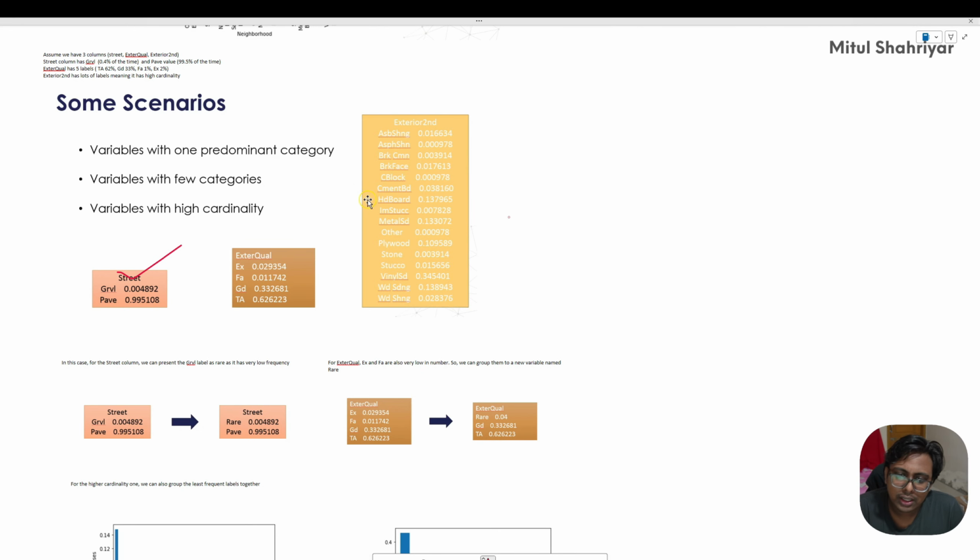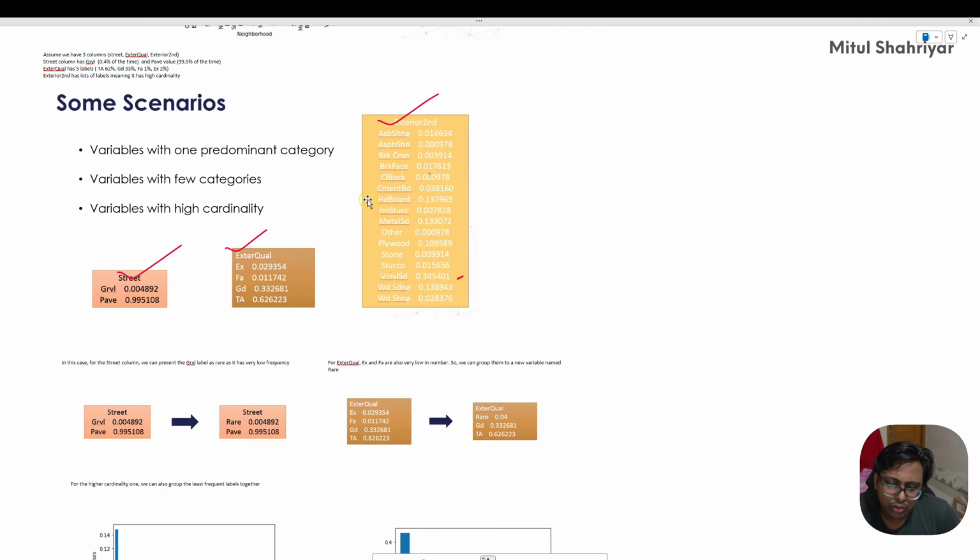Now, if you talk about another column, this column has four values. You can see 62.36% of the time it has the value TA, 33.2% of the time GD, and much less X and FA. For this column, the same goes. There are lots of values here, and I believe this is the highest one, right? And others are there as well.